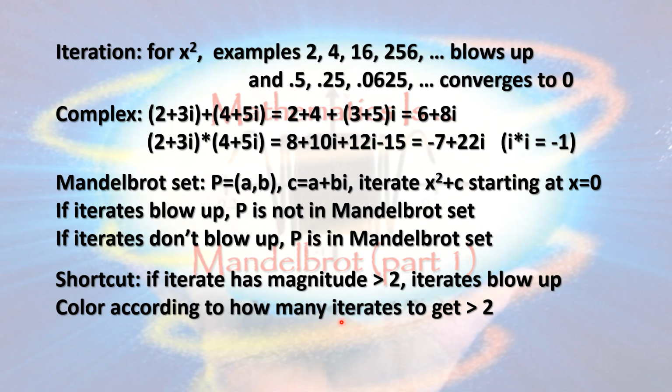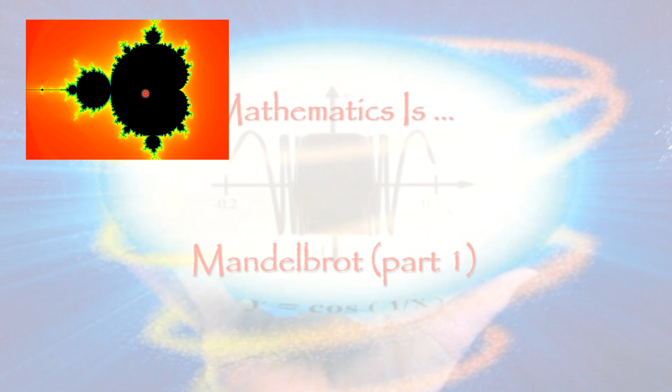The color for points not in the Mandelbrot set is determined by how many iterates it takes for the magnitude to pass 2. Here's a basic picture. In this case, the Mandelbrot set is in black, with lighter oranges and yellows and greens corresponding to larger numbers of iterates to get past 2.